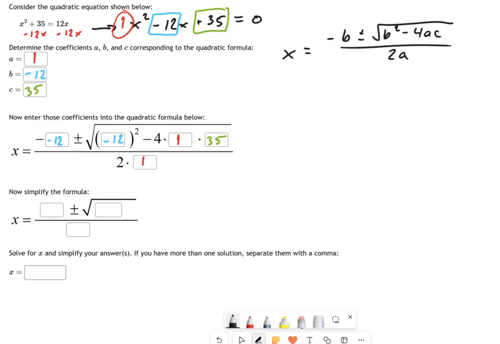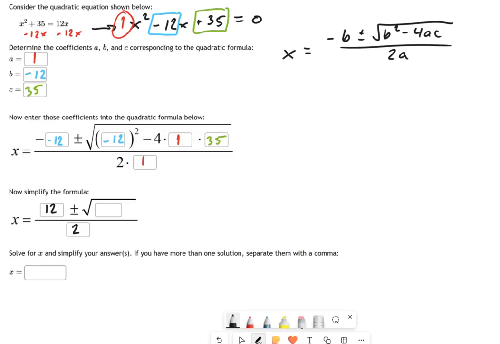So now it comes to simplifying. And I'll do the easiest parts first. Negative 12 right here. Very simple. That just flips the sign and makes it positive 12. 2 times 1 on the bottom. Very simple. I just put in 2.